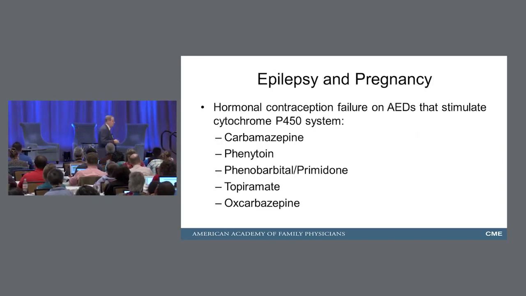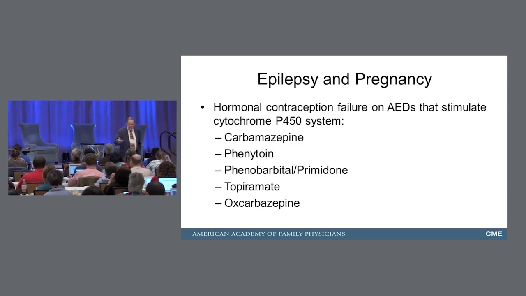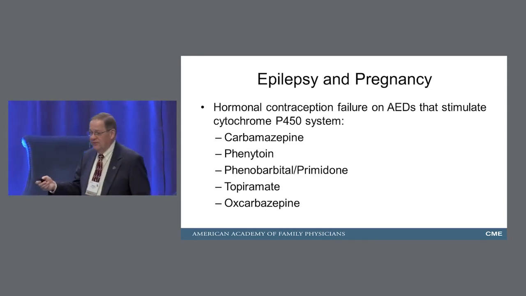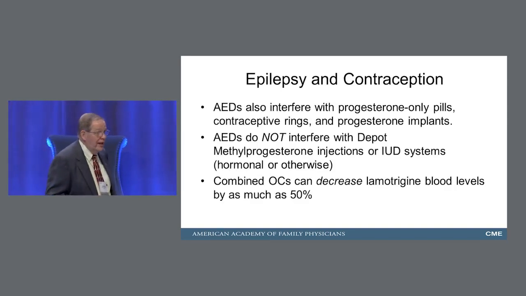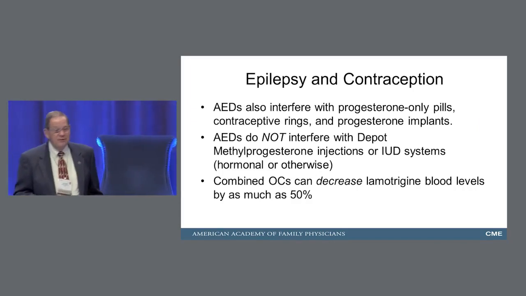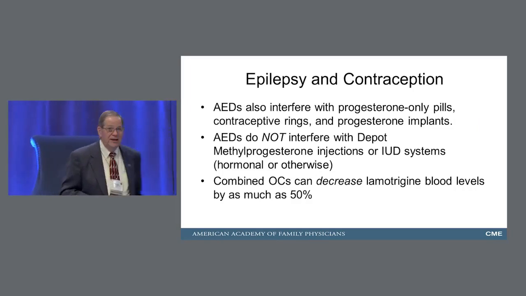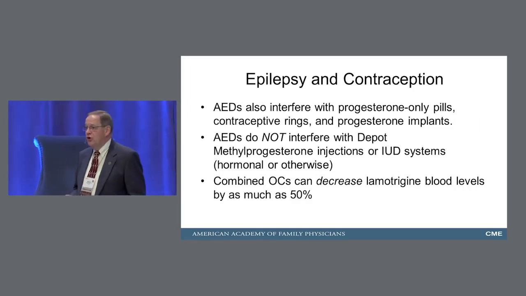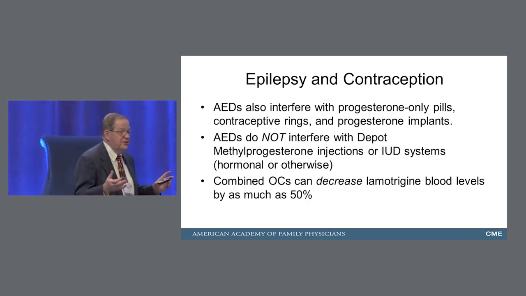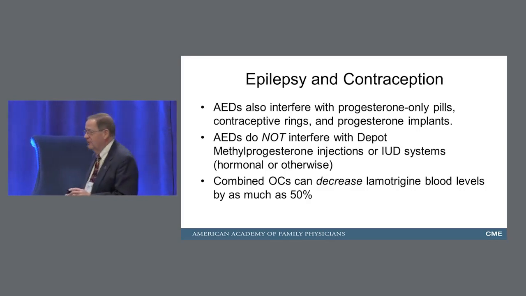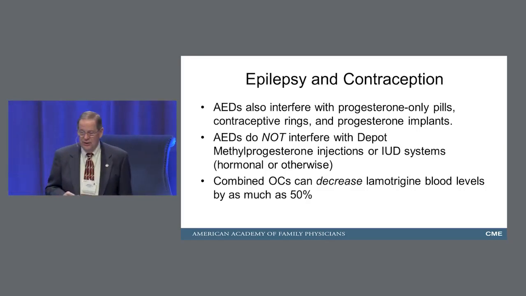What about epilepsy and pregnancy? Well, you all know about hormonal contraception and how anti-epileptic drugs stimulate the cytochrome P450. I've listed the bad actors here that interfere with hormonal contraception. So keep those in mind. Also, anti-epileptic drugs interfere with progesterone-only pills, with contraceptive rings, and progesterone implants. They do not interfere with Depo or either of the IUD systems, hormonal or otherwise. So those are good to use in patients who have seizures.